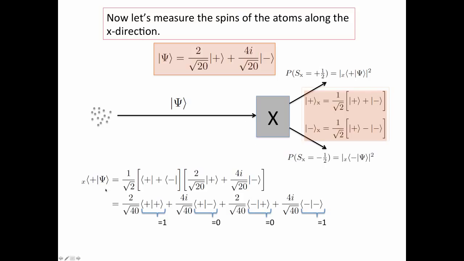Let's start with spin up along the x-axis. So the inner product of the plus bra along the x-axis with psi is equal to 1 over root 2 times the plus bra along the z-axis plus the minus bra along the z-axis, which is just the complex conjugate, the bra version of this ket here, times the psi state written in terms of the plus and minus kets along the z-axis.